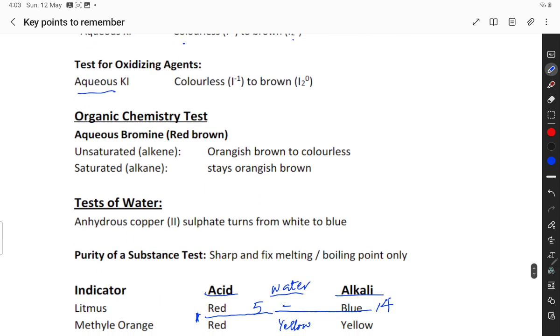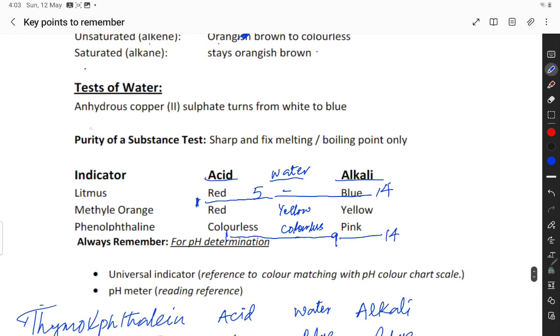And similarly, organic chemistry test, unsaturated alkene: orangish, not orange, orange brown to colorless. Alkene turns bromine from orange brown to colorless. Saturated, no change. Test for water: anhydrous copper 2 sulfate turns from white to blue. Anhydrous means without water.